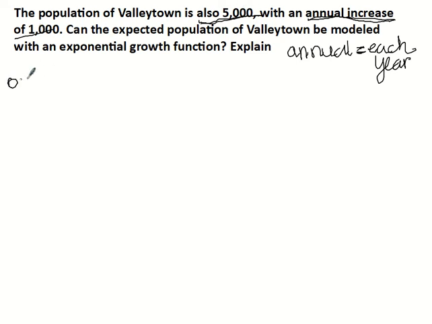So, right, our starting point is 5,000. A year later, it would be 6,000. 2 years, it would be 7,000. So we can see this is not exponential because we're just adding 1,000. Exponential ends up with a ratio and it's a multiplication, not just an adding.